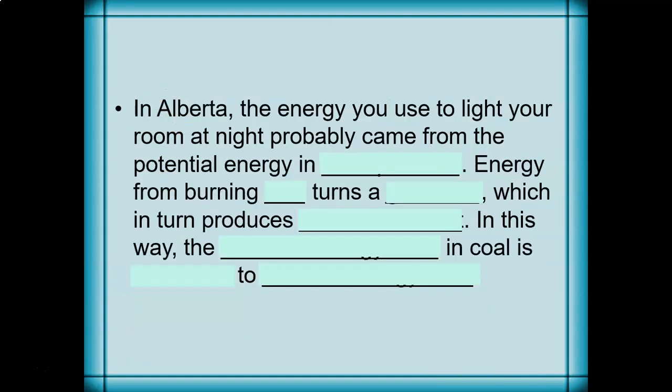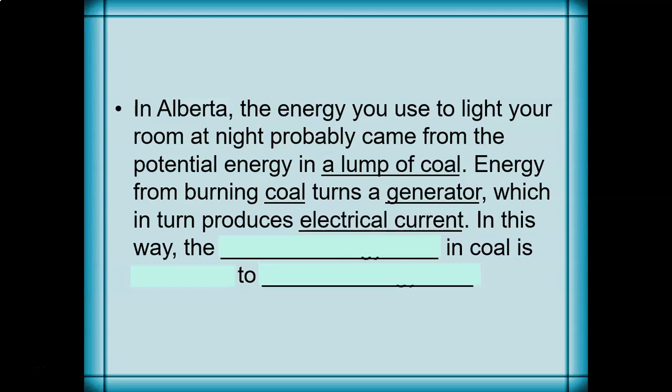Okay, so in Alberta, the energy used to light your room at night probably came from potential energy in a lump of coal, right? This is a chemical store of energy stored in a lump of coal. Most energy in Alberta comes from coal burning plants. And energy from burning the coal winds up turning a generator, which in turn produces an electrical current.